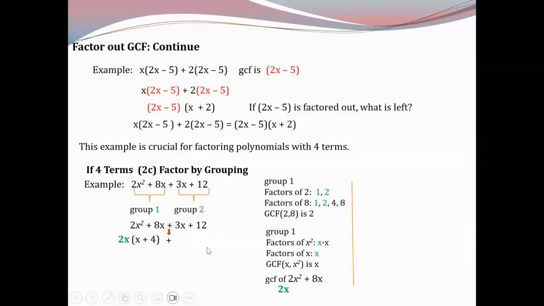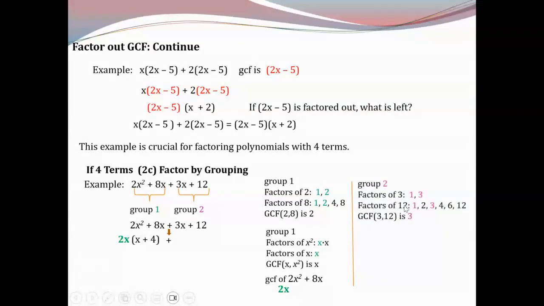Now we're going to do group 2, here on the right. Between 3 and 12, the factors of 3 are 1 and 3, and for the 12, they are 1, 2, 3, 4, 6, and 12. And how do we get those factors? Because 1 times 12 gives me 12, 2 times 6 gives me 12, and 3 times 4 gives me 12. So the highest common factor is going to be 3.